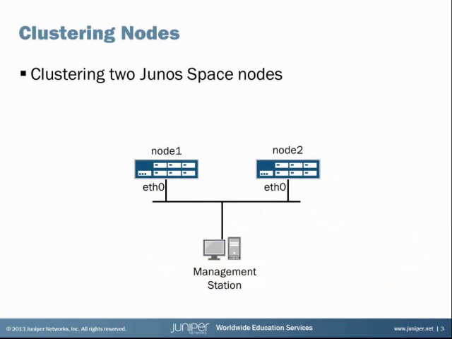All right, so today we're going to talk about clustering and walk through the process of clustering two Junospace nodes. On the diagram here, we have node 1 and node 2. They're going to be using only Ethernet 0. Ethernet 3 is not going to be used in this example. And then we have a management station. We are going to be on that management station configuring node 1 and node 2. So let's jump into the nodes.